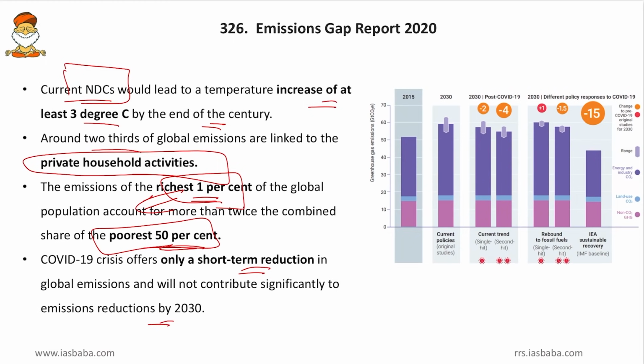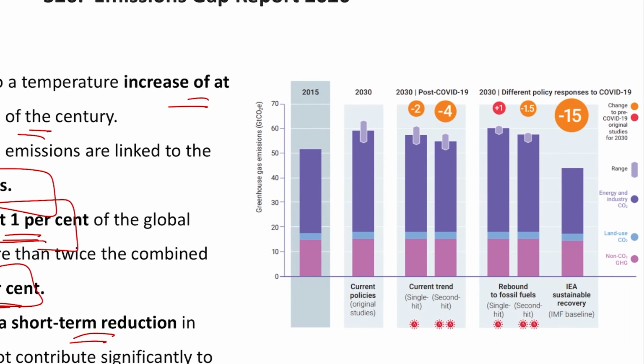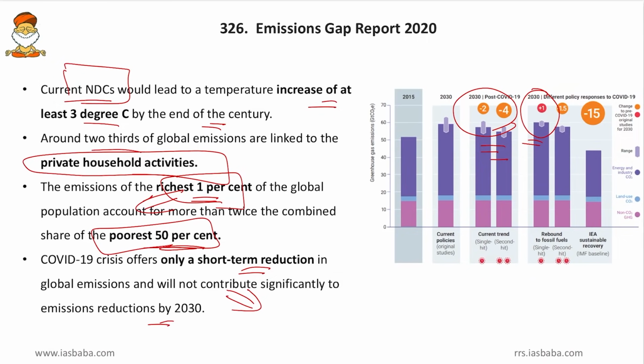So COVID-19 saw some reduction in the GHG emissions because of lockdown and other issues. However, the report says that this is a very transitional phenomenon. In the figure we can see a small dip in the GHG emissions due to the COVID-19 situations, that is -2 basis points and -4 basis points. But in the very next year, we are seeing an increase of +1 basis point. So this shows that the emissions are going to be back once the COVID-19 recedes. So this is all about the emissions gap report.